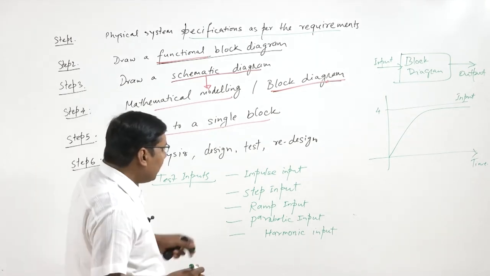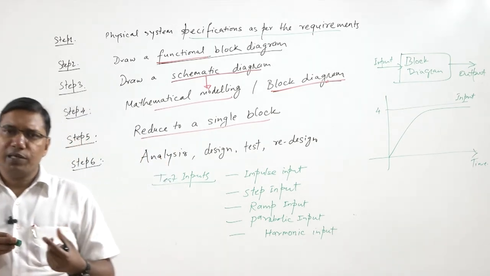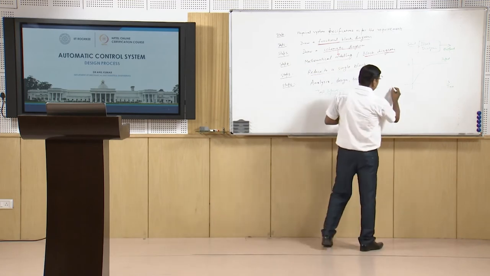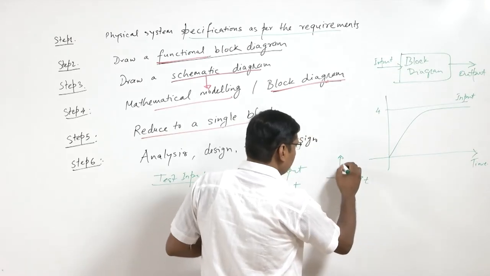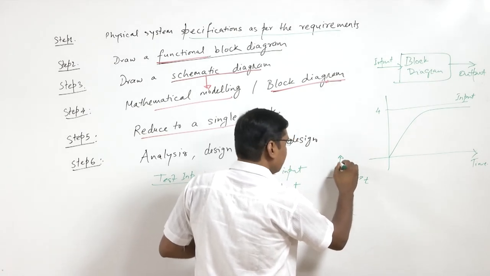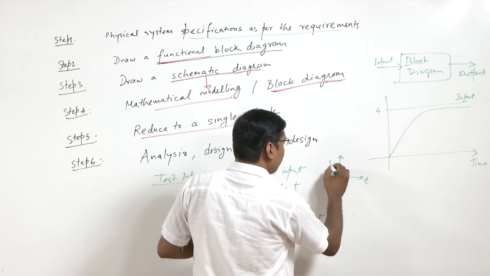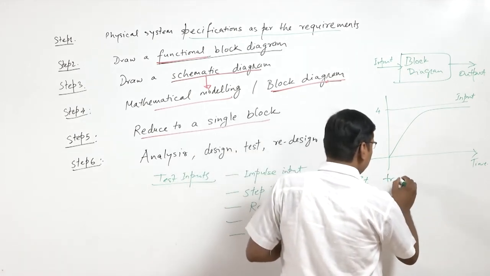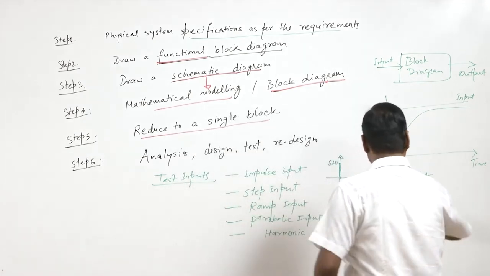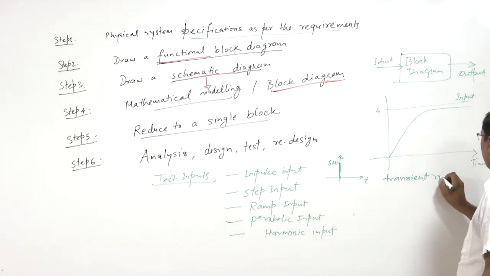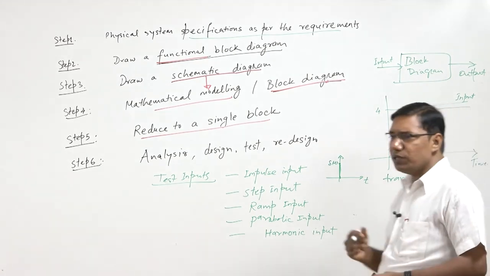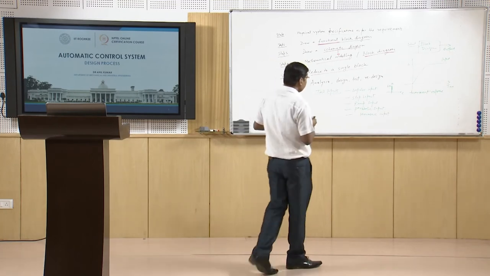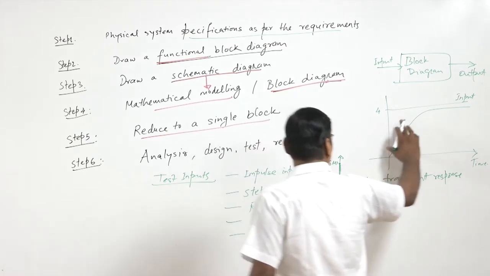And these different inputs give different performance specification information of the different specifications, like impulse input. So we give some impulse at this time t equal to 0, we gave some delta t very high value, and it will give the transient response. Impulse will give the transient response of the system, and so the information about the transient response, transient specification of the system. Similarly, step input, this is the step input.